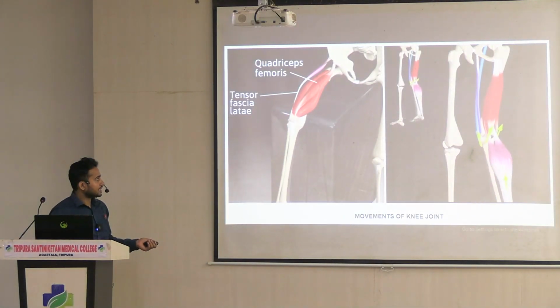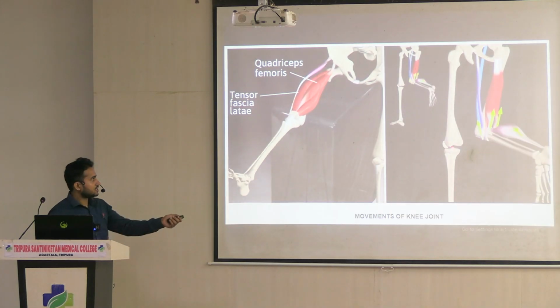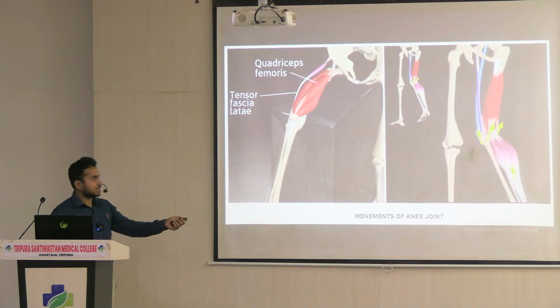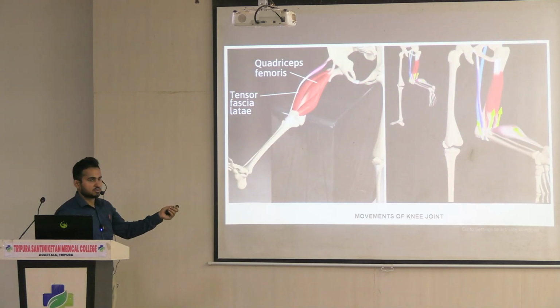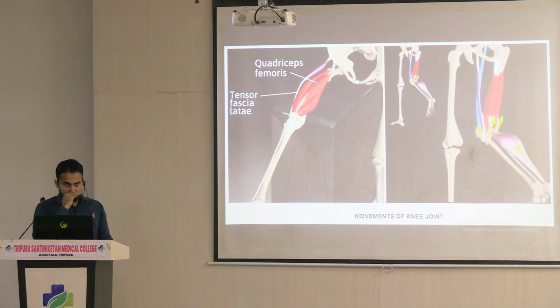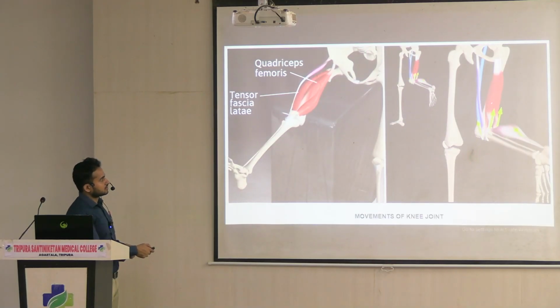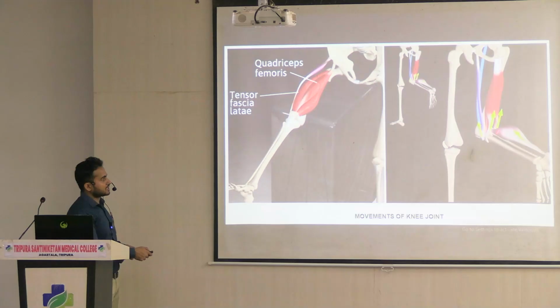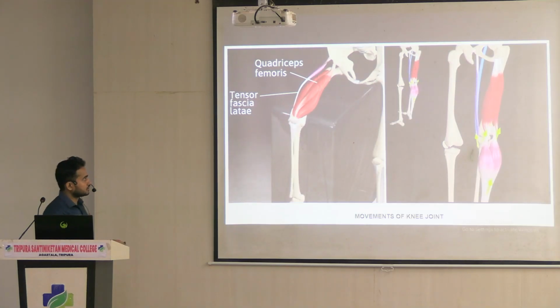Can anyone identify which is flexion and which is extension? Which movement is this? Flexion, and which is this? Extension. Very good. Now, can you see the pull of the muscles? Can you see the angle decreasing? Now, the reverse thing is taking place over here.